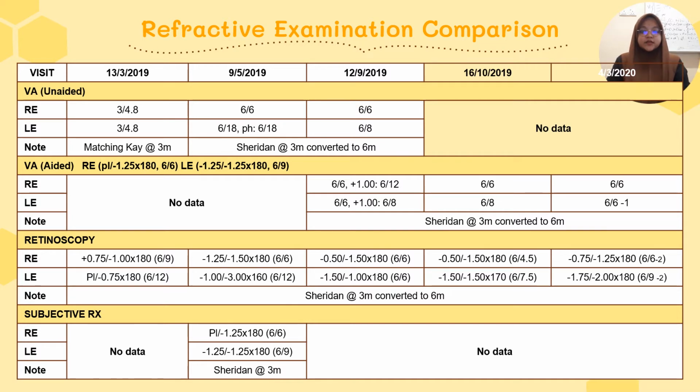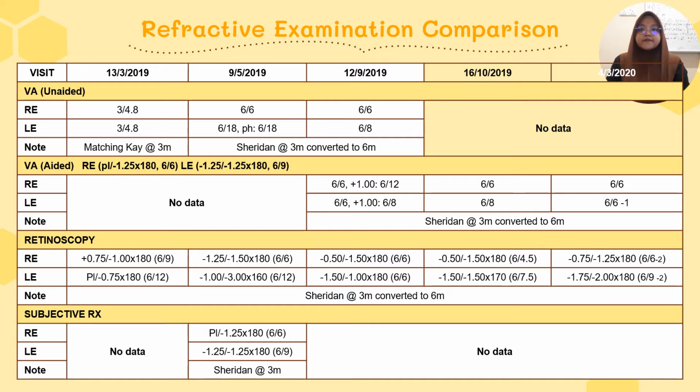Next, we look at the retinoscopy result. For the right eye, during the first visit, this patient got plus 0.75 with cyl minus 1 axis 180. She got 6/9 during her first visit, and then the power increased to the current visit, minus 0.75 with cyl minus 1.25 axis 180. For the left eye, during the first visit, she got plano, and it increased to the current visit, minus 1.75 with cyl minus 2 axis 180. She got 6/9 minus 2, which is reduced from the VA aided during the current visit.